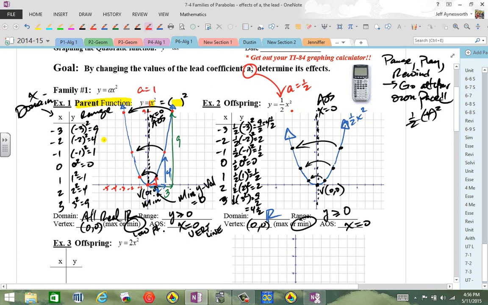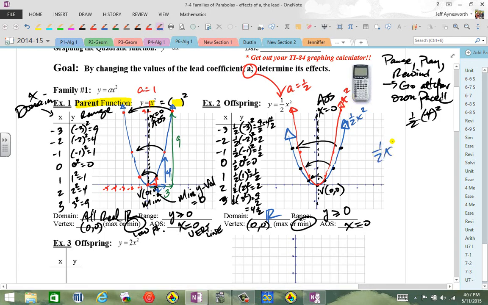And then -2 comma 4. Left 2 up 4 right here. And then -1, 1, which is right here. And then the origin. And then all these other points. If you plot them, here we go. So here's x squared, the parent function. There it is. Let's label it x squared. There's your parent. So can't you now see that 1/2 x squared is wider than x squared?